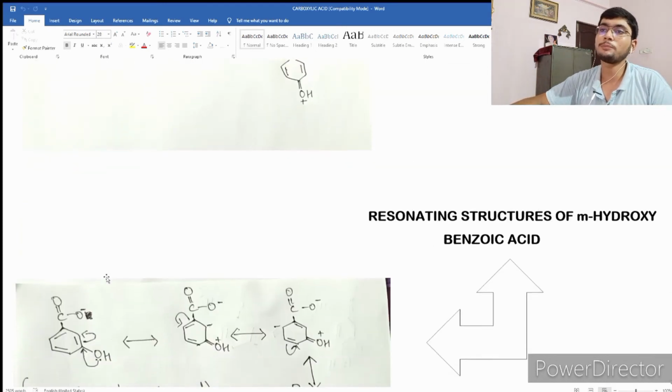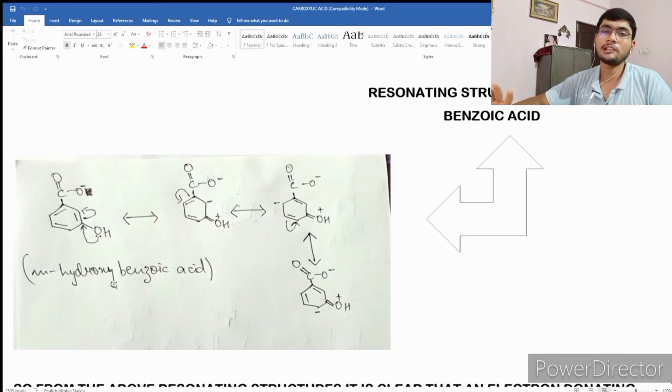But when the hydroxyl group is at the meta position, there is no resonance effect. There is only the minus I effect, which stabilizes the conjugate base. So the meta isomer of the conjugate base is more stable than the para isomer. This means the meta isomer of benzoic acid with an electron donating group is more acidic than the para isomer.